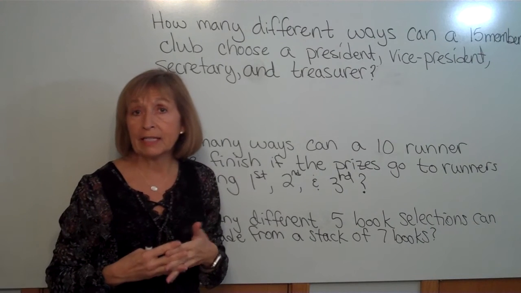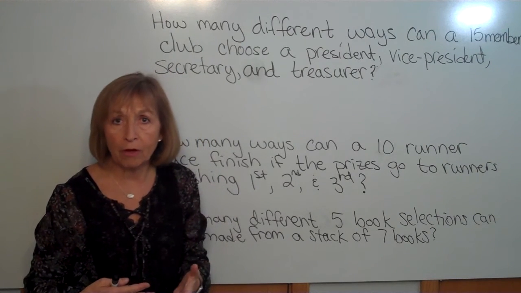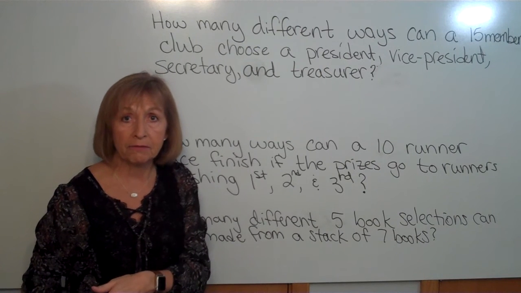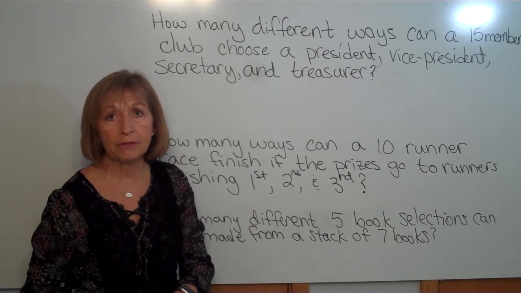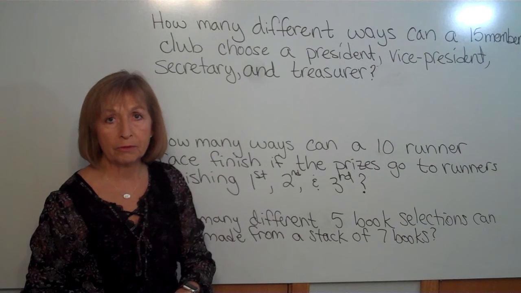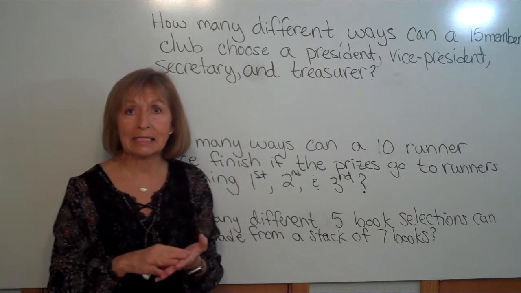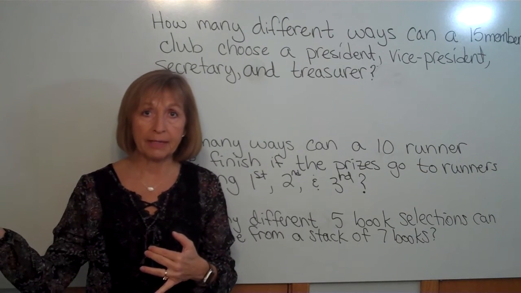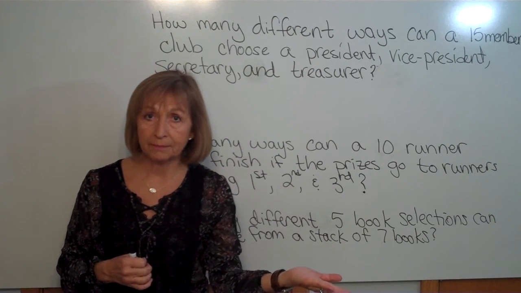You're not going to have any repetition allowed because you're not going to have a member take 2 different offices. It's somebody specifically for the president, somebody else for the vice president, a different person for the secretary, and then another person for the treasurer. So this all has that aspect of either a permutation or combination, but not a multiplication rule of counting.